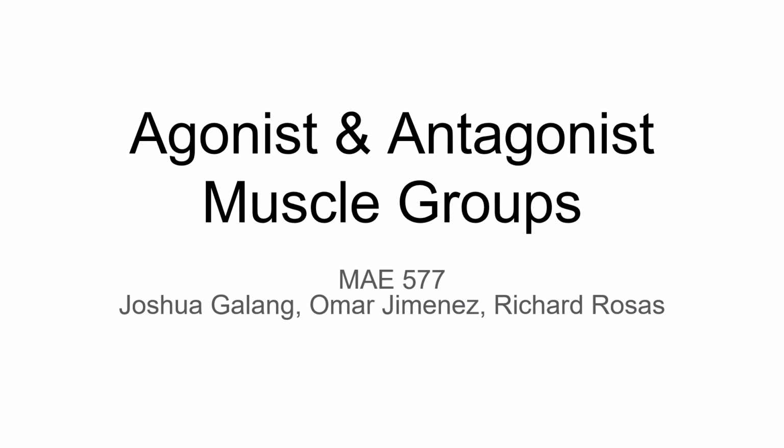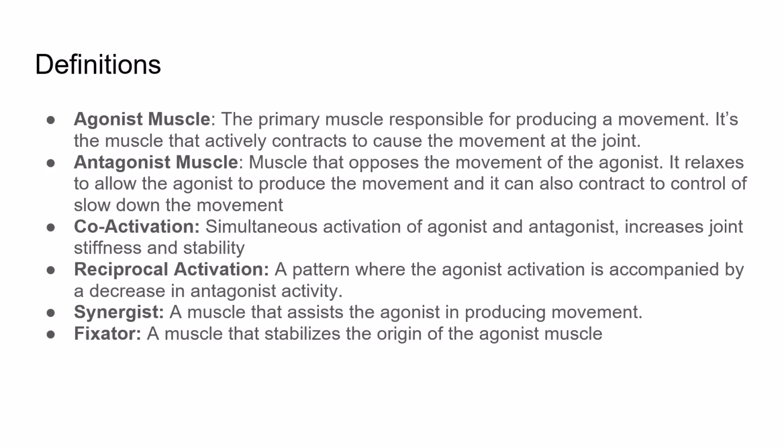I'm here with Josh and Richard, and today we're going to be discussing agonist and antagonist muscle groups. We're going to start off with a few key definitions to understand how muscles work together to produce and control movements, starting with the agonist muscle. The agonist muscle is the primary muscle responsible for a specific movement. It's the muscle that contracts to generate motion at a joint.